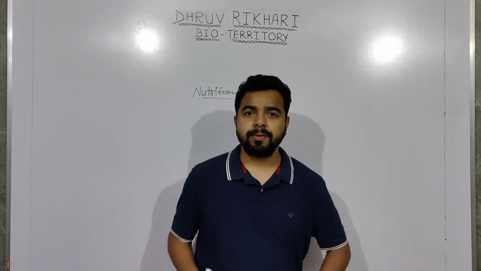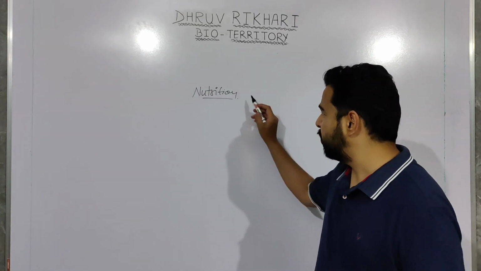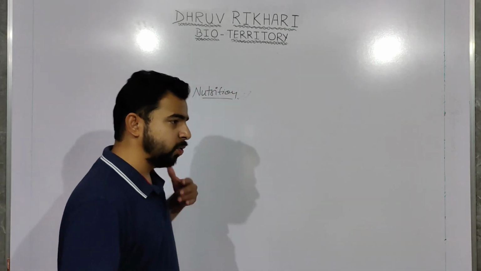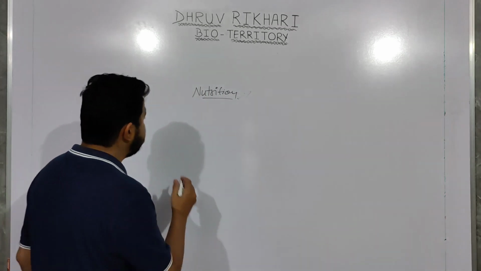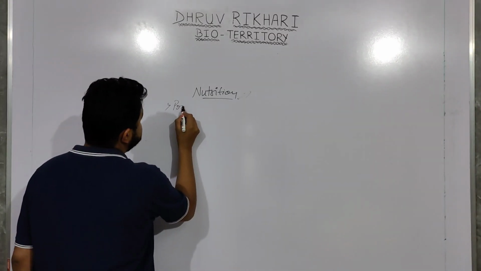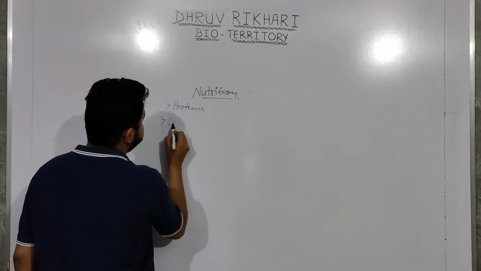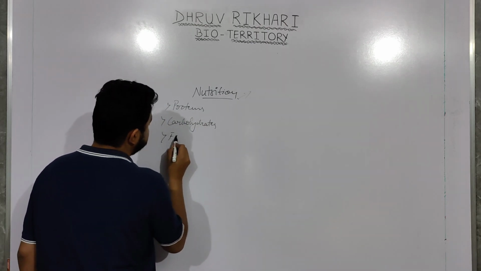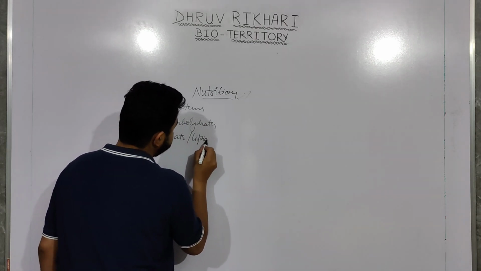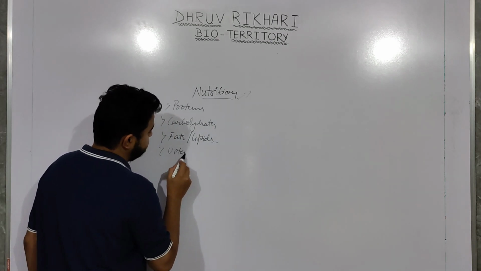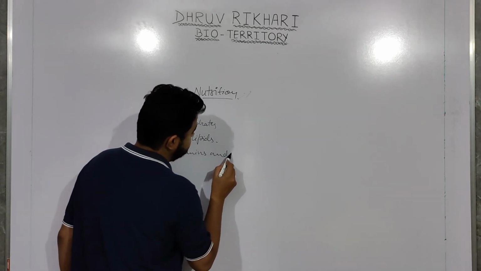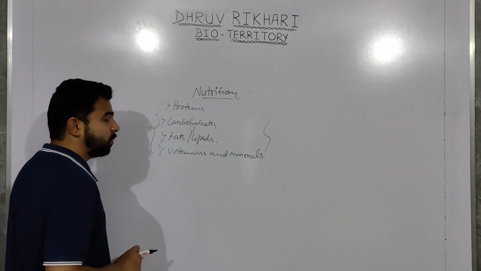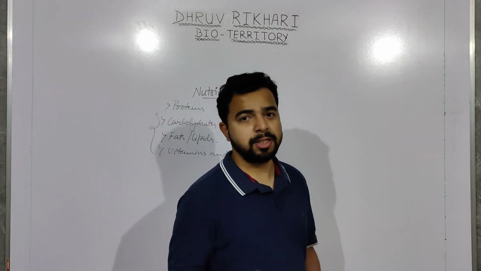So coming on to our next topic, which is nutrition. We know that whenever we talk about nutrition, it is related to the consumption of food, right? Because food is a major source of energy, and the forms of energy are proteins, carbohydrates, fats, lipids, vitamins and minerals. So these are the important sources of energy, and where are we getting them from? From the food that we are consuming.